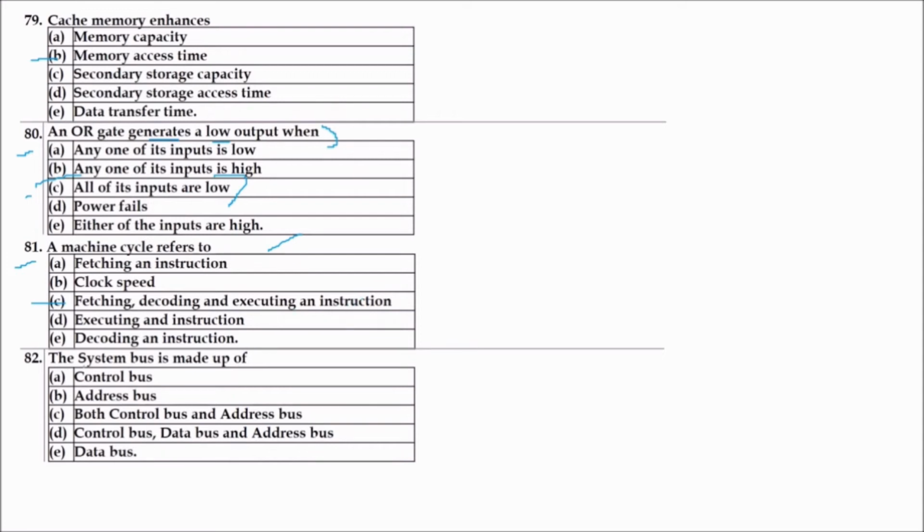Next is, a system bus is made up of what? The answer here is, we'll take D. System bus is made up of control bus, data bus, and address bus.